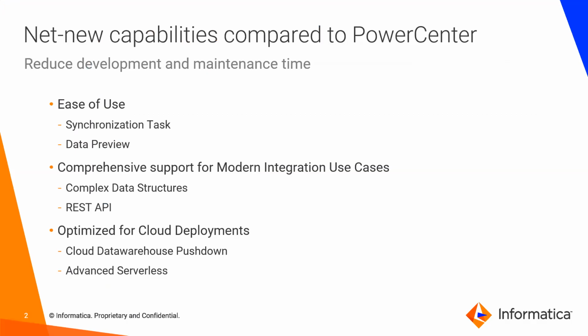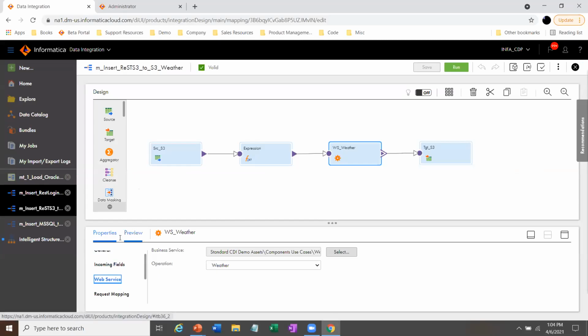And then the last area is optimizing it specifically for cloud deployments, whether that's taking advantage of the cloud data warehouse for the pushdown, or having a true serverless option for deployment. So the first one I'll touch on real quick is the pushdown capability. And that can be for any of the cloud data warehouses that we support: Snowflake, Redshift, Synapse, Google BigQuery.